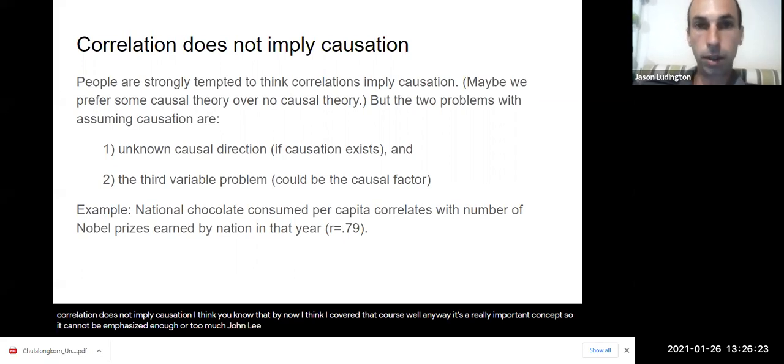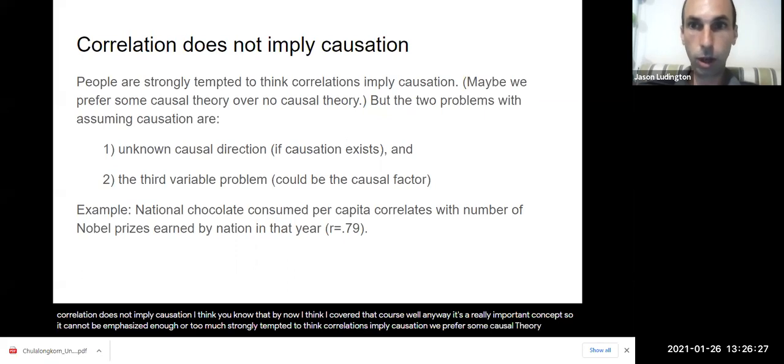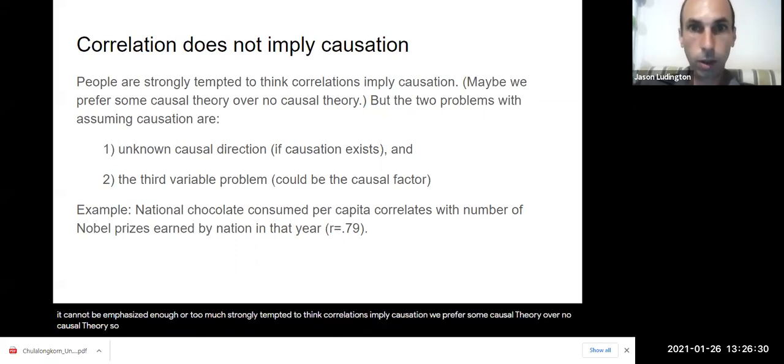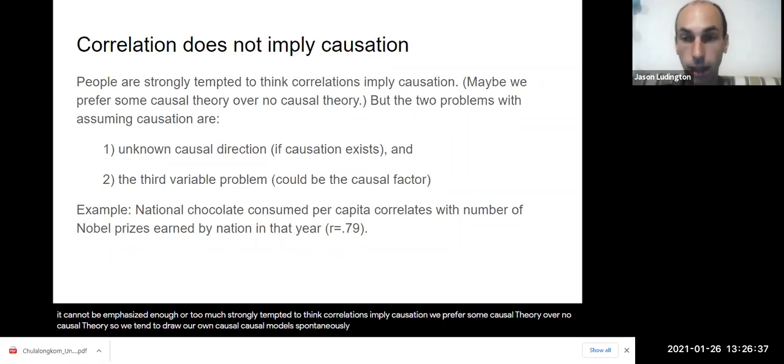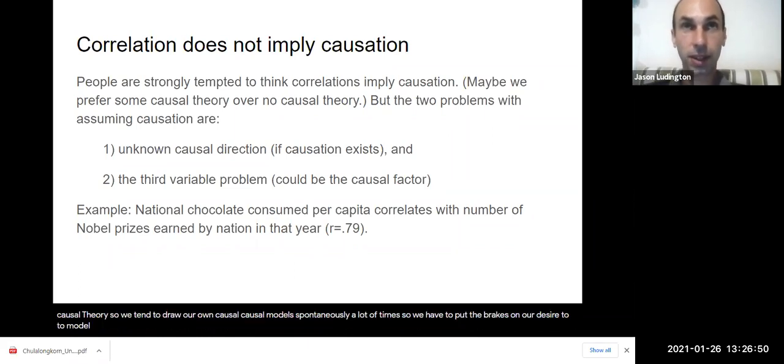People are strongly tempted to think correlations imply causation. We prefer some causal theory over no causal theory. So we tend to draw our own causal models spontaneously a lot of times. So we have to put the brakes on our desire to model relationships using causality, because sometimes two variables are not related in a causal way.